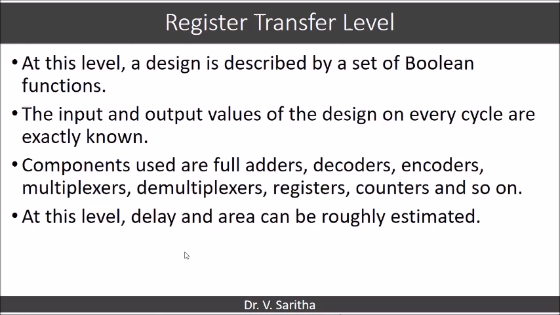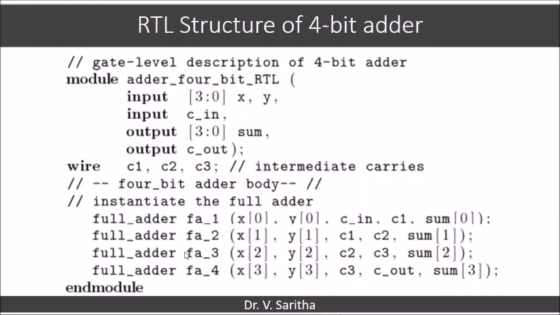Components used in this level are full adders, decoders, encoders, multiplexers, demultiplexers, registers, counters and so on. That is, MSI circuits will be used in this particular case. At this level, delay and area can be roughly estimated. Based on the requirements, we are supposed to use a particular MSI such that the delay meets the requirements. The register transfer level, RTL, structure for the 4-bit adder we have already seen. Module adder_4_bit under RTL.